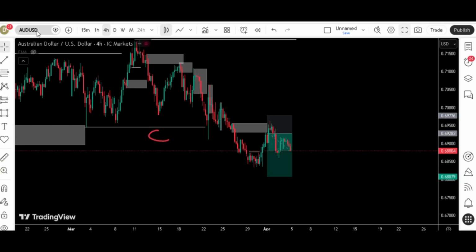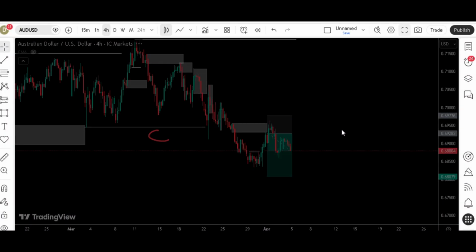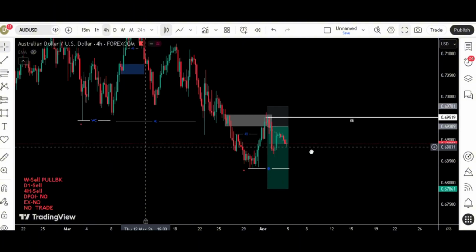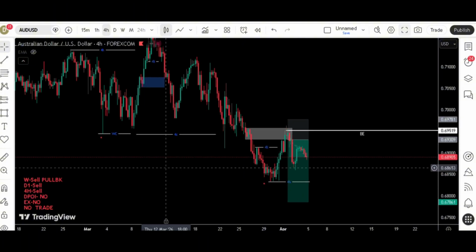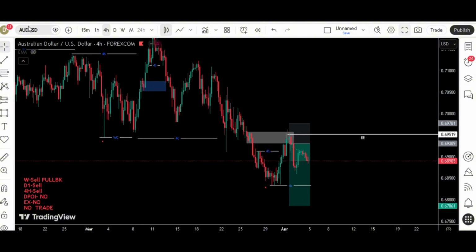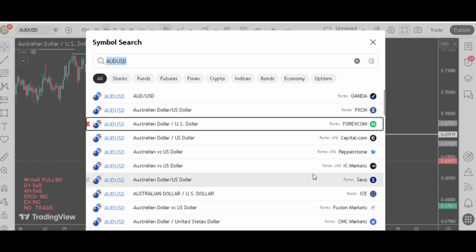You can look at it. I had this trade running on this. You can see this was the trade I had. So I'm already in positive region. So that's it for AUD USD.